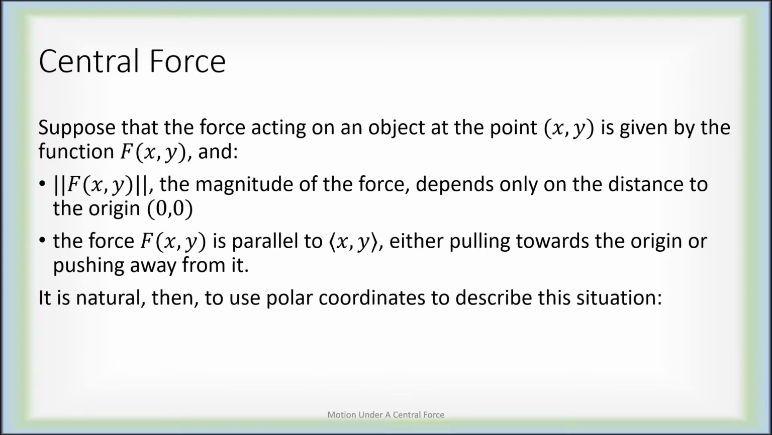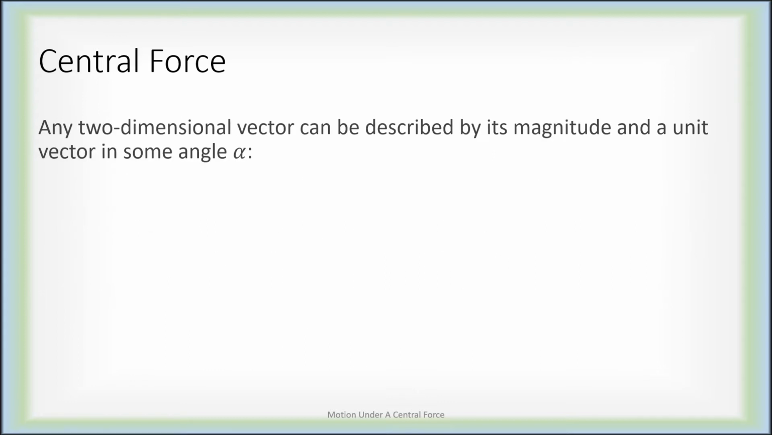In this scenario, it's natural to convert everything into polar coordinates. So x is going to be r cosine theta, y is r sine theta. r is the distance to the origin, and theta is the angle to our point from the positive x-axis. Any two-dimensional vector can be described by its magnitude and a unit vector in some angle. So our force is given by its magnitude times some angle vector.